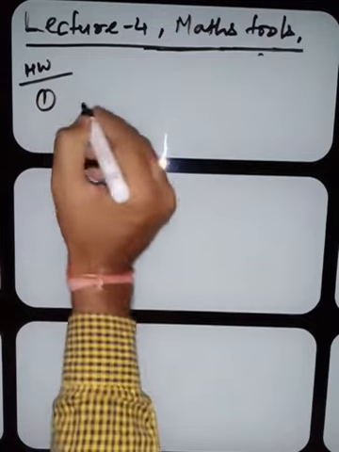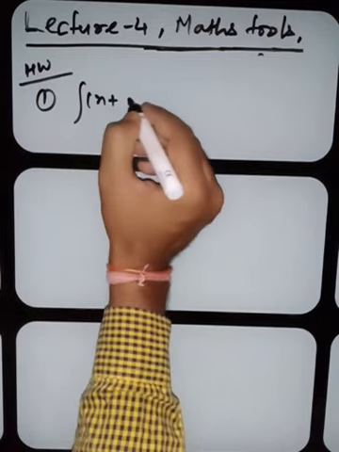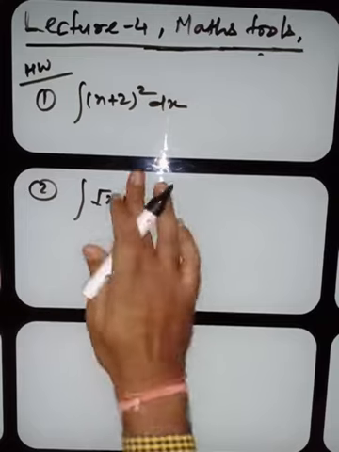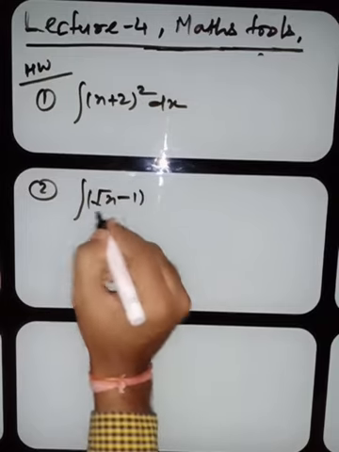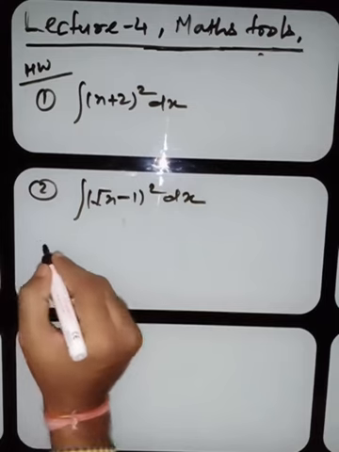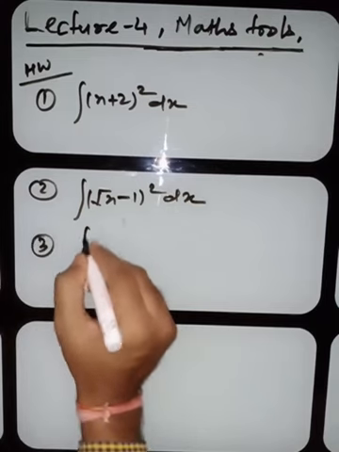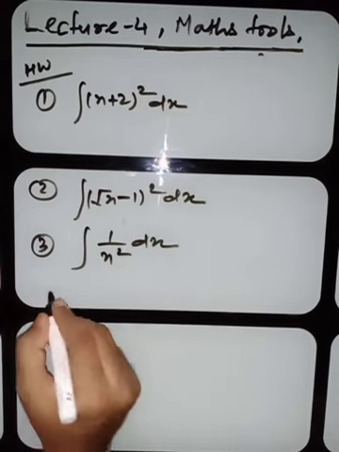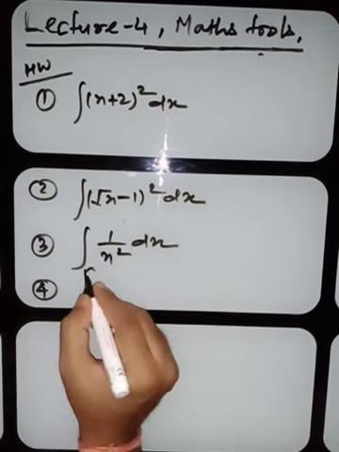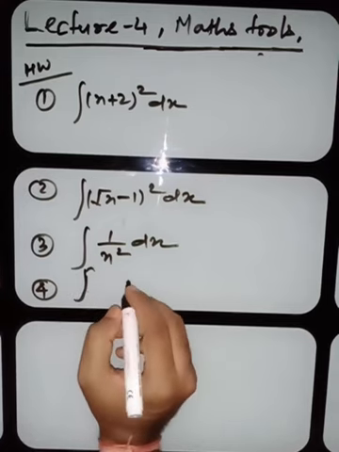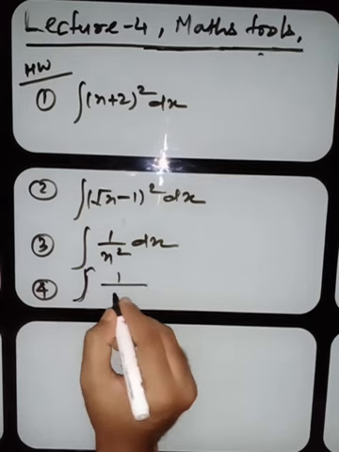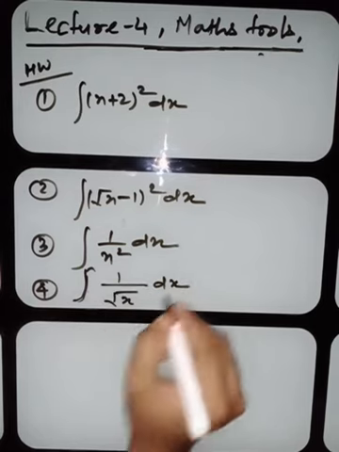Here, homework. The first one: integration of (x plus 2) whole square dx. Second, (root x minus 1) whole square dx. Third, 1 by x square dx. Fourth, you can do integration of 1 by root x dx.